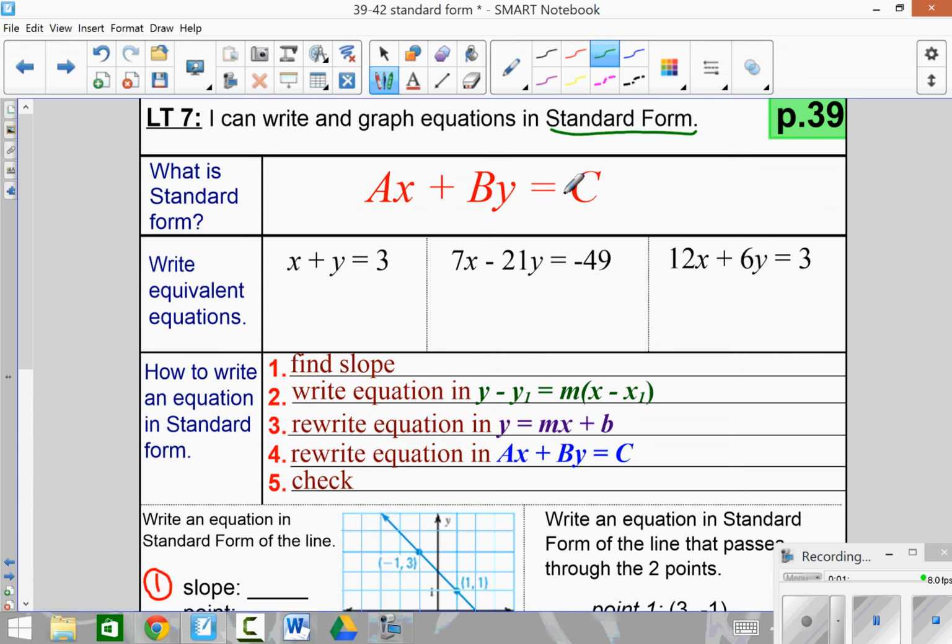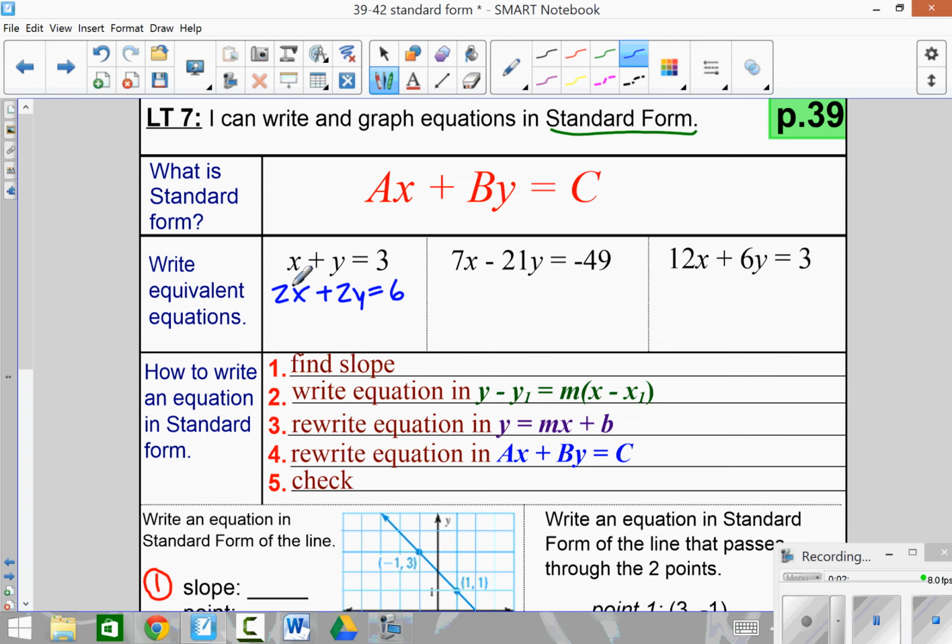So the first part here, we're going to write equivalent equations that are in standard form. So you see here are 3 standard form equations. Notice the x and y are on the same side of the equal sign. Okay, and we're just going to write some equations that are equivalent to what is given. So our first one, let's see if you can see what I'm doing here. An equivalent equation to x plus y equals 3, we could write 2x plus 2y equals 6. These two equations right here, they're equivalent.